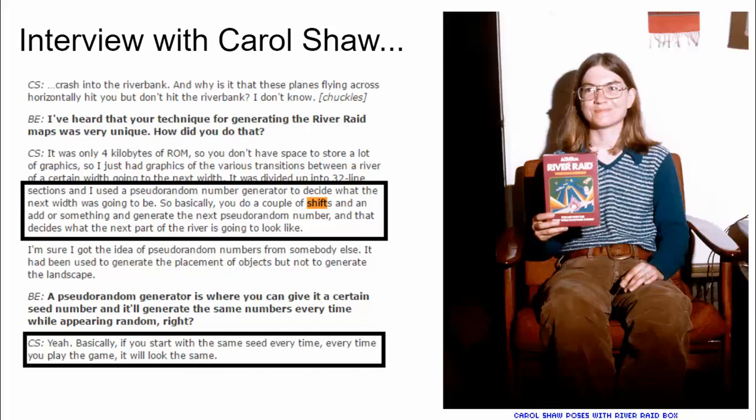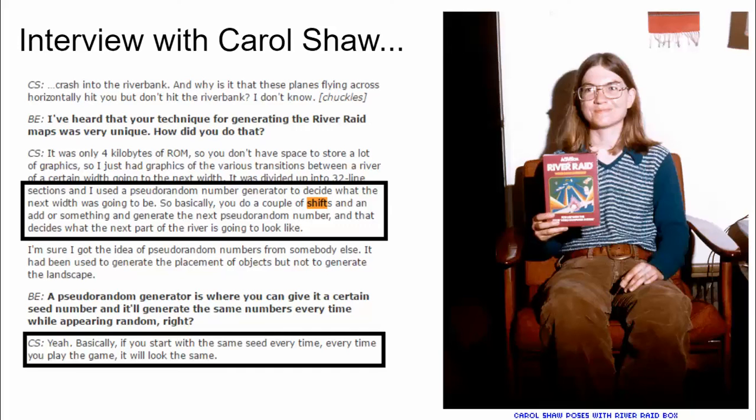So it says, I used a pseudo-random number generator to decide what the next width was going to be. That's the width of the terrain, or the width of the river. So basically, you do a couple of shifts and an add or something and generate the next pseudo-random number, and that decides what the next part of the river is going to look like. So there we go. There's the linear shift algorithm.